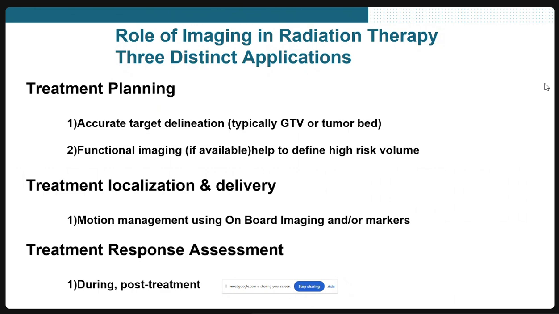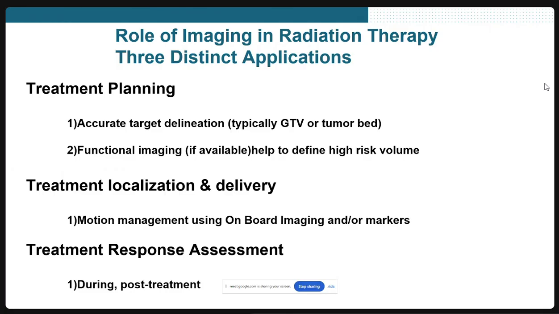The patient is not going to stay in a fixed position from the planning to the delivery. He's going to go home, he comes back, and days are lost in between. So in that process, a lot of changes may happen. So we have to relook at it, re-image it, recheck it, and then do it. So there also imaging comes into the picture.